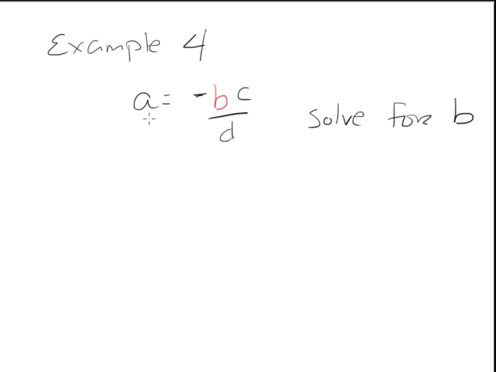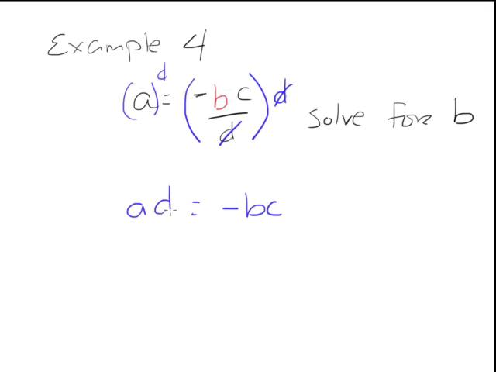Alright, so here I have A equals minus BC divided by D, and I have to solve for B. So in order to do that, I have to isolate B by itself. So right now I see that B is being divided by D. So what I'm going to do is multiply by D on both sides. So that cancels out the D on the right hand side. Then I'm left with just minus BC, and then on this side I have AD.